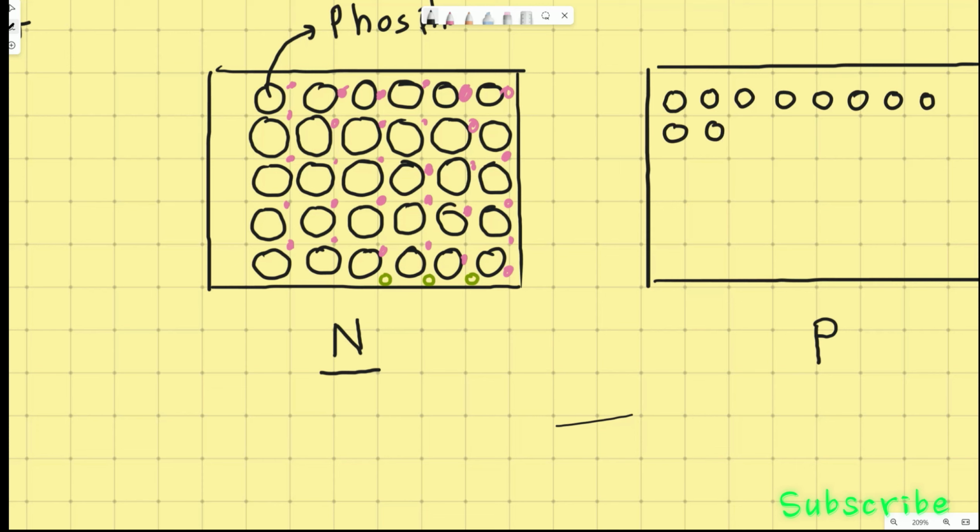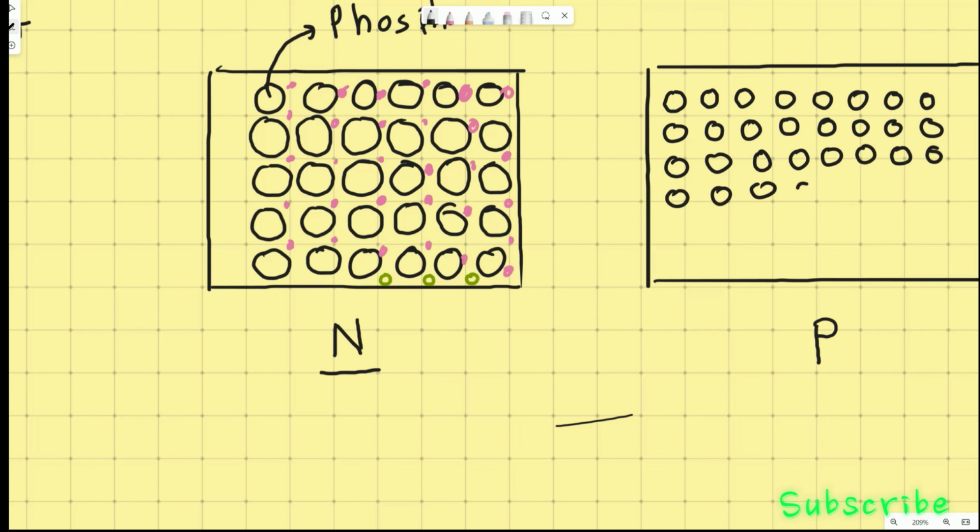So these are borons, okay? Borons, and we are drawing at a very atomic level. So these are the boron impurities being shown to you. Okay, so this is boron, boron. All these are boron impurities.